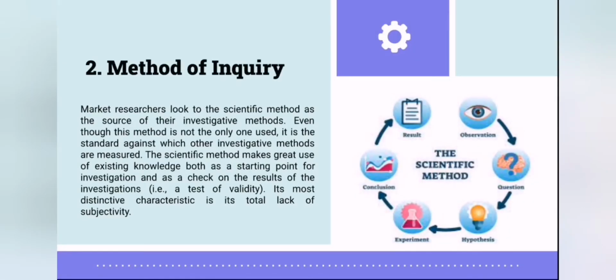So now we go to the second stage, which is the method of inquiry. Market researchers look at scientific method as the source of their investigative methods. Even though this method is not the only one that is used, it is the standard against which investigative methods are measured. The scientific method makes great use of existing knowledge both as a starting point for investigation and as a check on the results of the investigation or tests of validity.